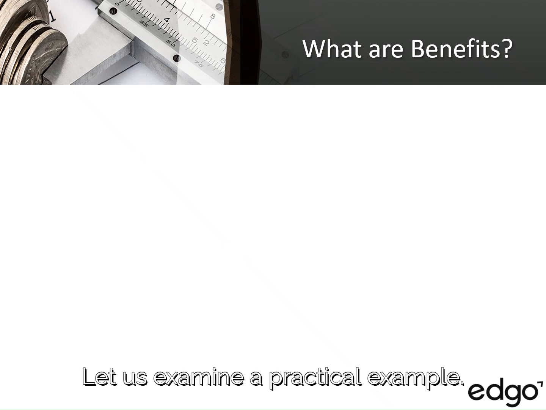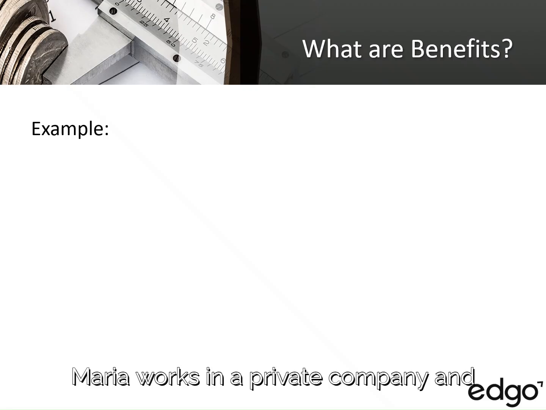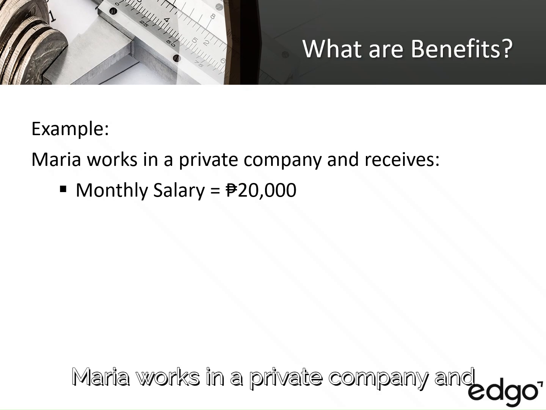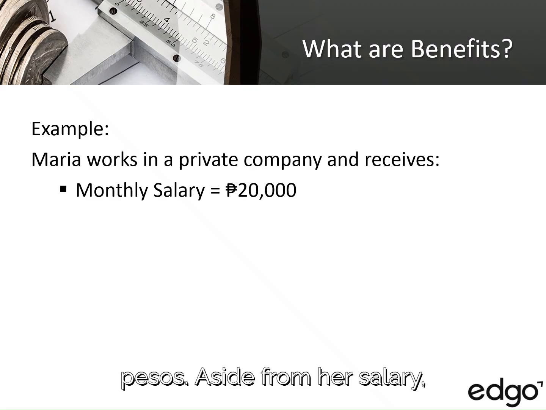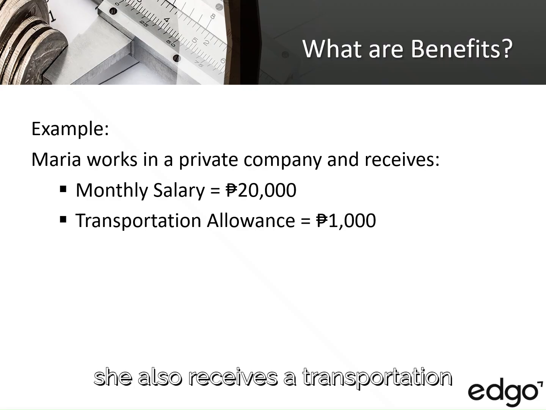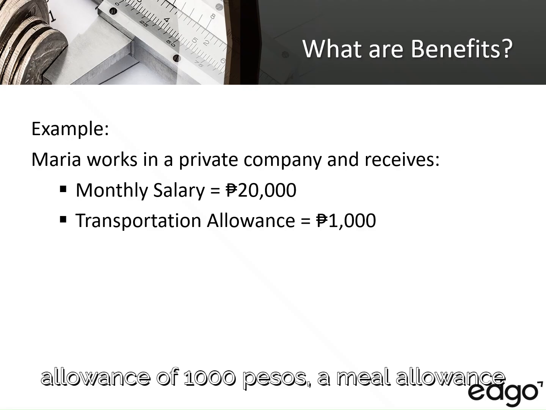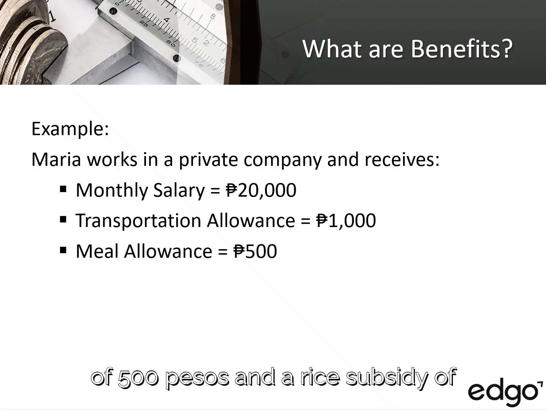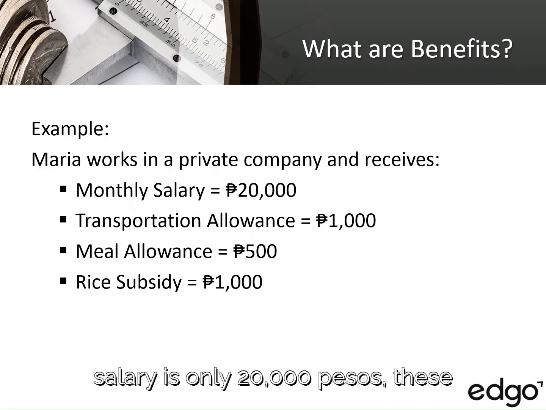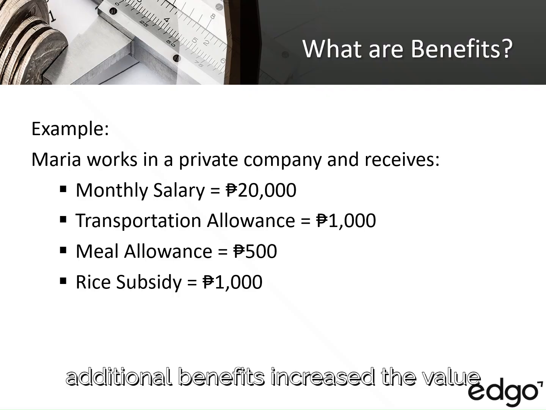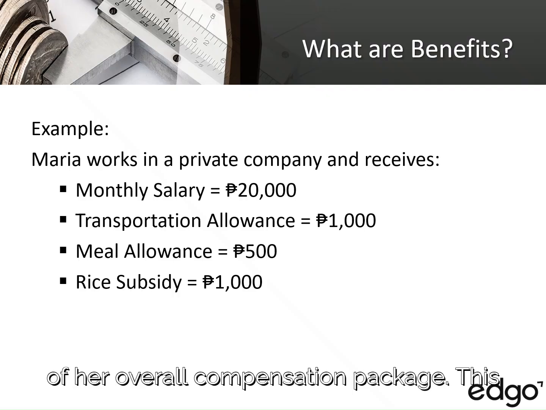Let us examine a practical example. Maria works in a private company and receives a monthly salary of 20,000 pesos. Aside from her salary, she also receives a transportation allowance of 1,000 pesos, a meal allowance of 500 pesos, and a rice subsidy of 1,000 pesos. Although Maria's basic salary is only 20,000 pesos, these additional benefits increase the value of her overall compensation package.